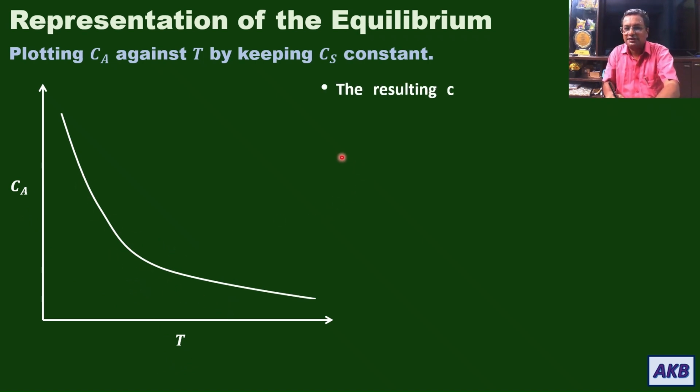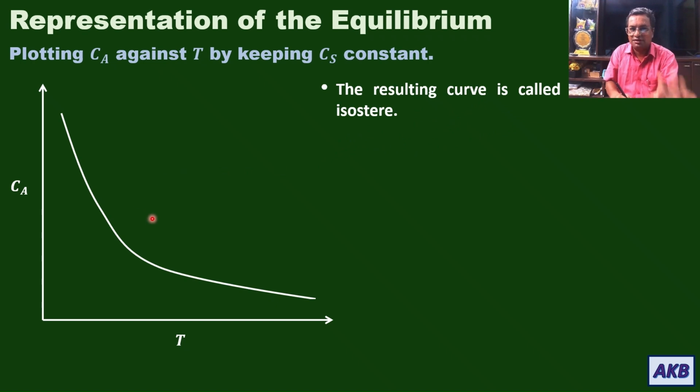The curve that you get after plotting in this way is called adsorption isostair. The resulting curve in this case is called adsorption isostair, where concentration of A in the fluid phase is plotted against temperature.